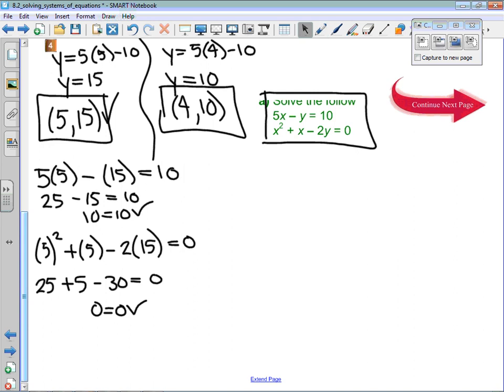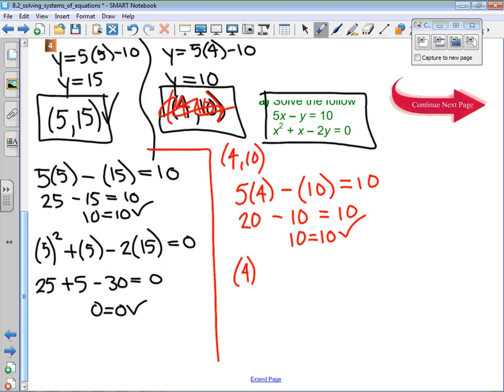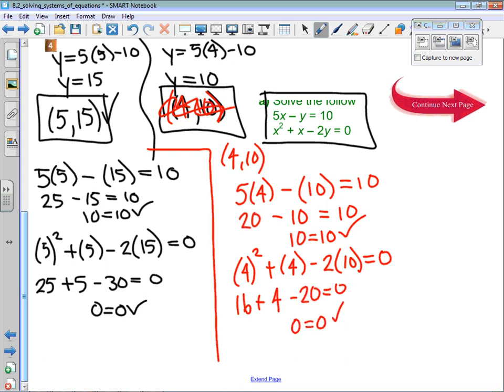The other verification we need to make is the 4 comma 10. I'll just overwrite that, and oh, that made it a lot messier than I thought it would. Whoops. So we're going to check 4 comma 10 next. That's 5 times 4 minus 10 is equal to 10. This is 20 minus 10 equals 10, and that is, of course, true, right? 10 is equal to 10, certainly. All right, we have to check in the other one as well. So that means that 4 squared plus 4 minus 2 times 10 should be equal to 0. This is 16 plus 4 minus 20, and I definitely get 0 is equal to 0, which means that 4 comma 10 is a solution as well. So now we have the two answers to our system of equations.